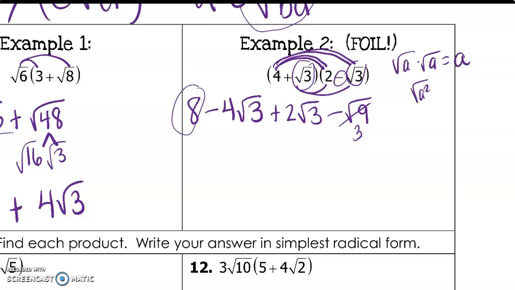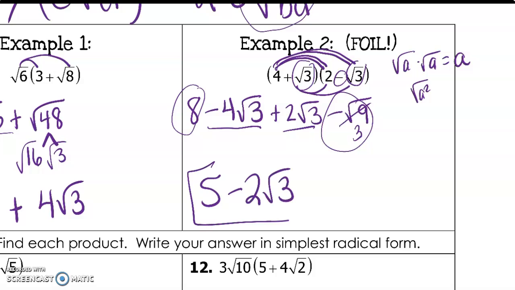So now I can do 8 minus 3 to give me 5. Then I have negative 4 plus 2 would give me minus 2 square root of 3. And there's your final answer.